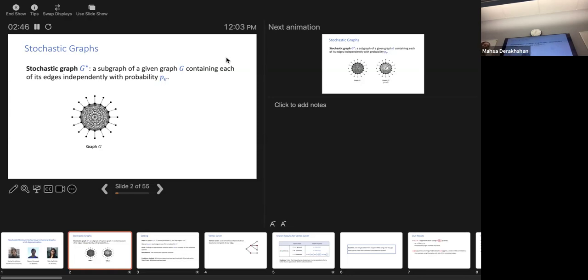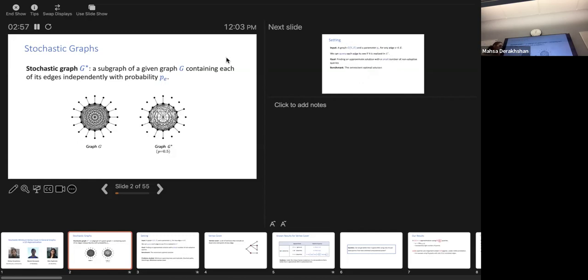Say here, this is our G, just as an example. And then say p_e is the same for all the edges. It's our base graph. Then a realization G star looks something like this. It contains each edge independently with probability p.